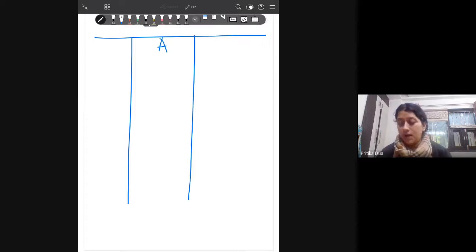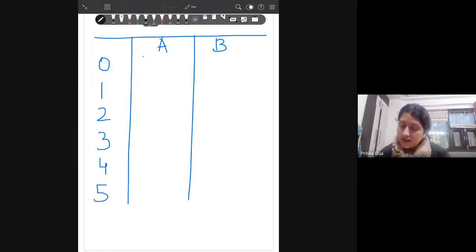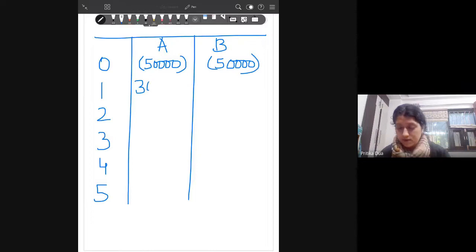We have two alternative machines with us, machine A and machine B. Again, the life of both the machines is the same, 5 years. At 0 point of time, the value in brackets is a cash outflow, meaning the cost of the machine, it is 50,000 rupees. So let us see how these machines are behaving with respect to their economic benefits.